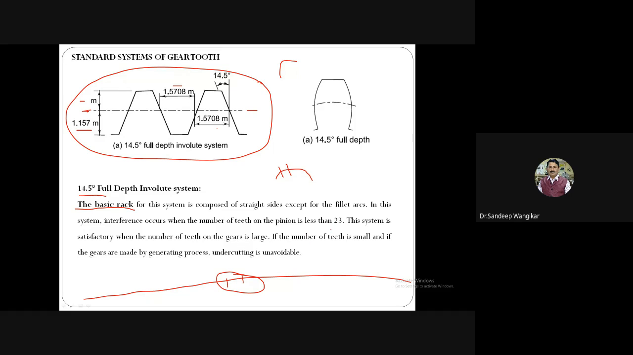When this happens, there is a certain minimum number of teeth required for any type of gear. If we are fabricating a gear with fewer than that, for example a pinion for a typical system requiring a minimum of 23 teeth, and I fabricate a pinion with 10 teeth, definitely interference will occur. This system is satisfactory when the number of teeth on the gear is large. If the number of teeth is small, and the gear is made by a generating process, undercutting is unavoidable. So these are the basic things. Now let us move to the next system. Then you will come to know what we are discussing about these parameters.